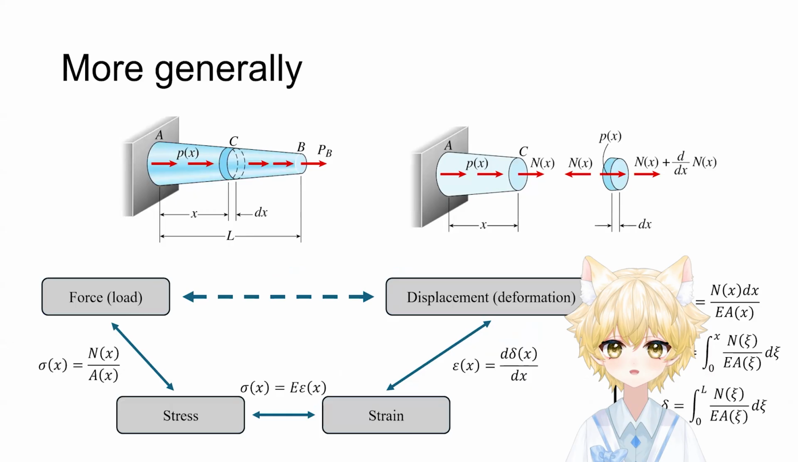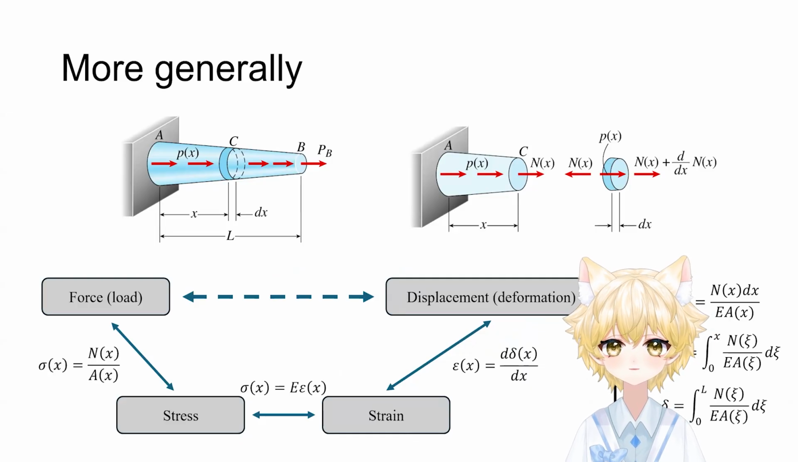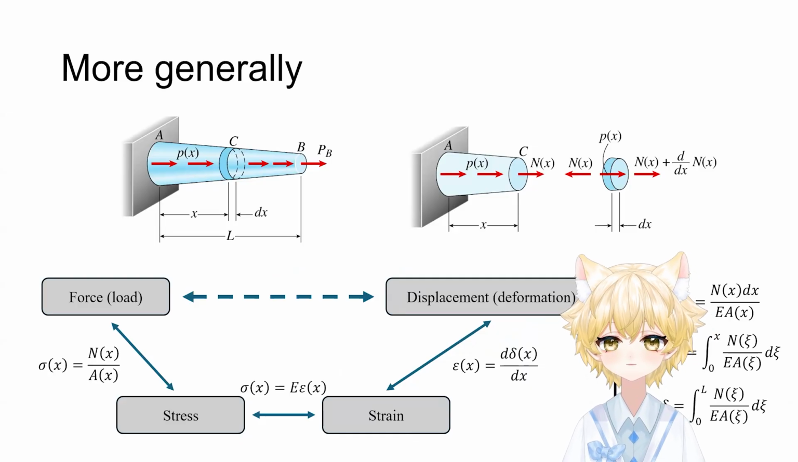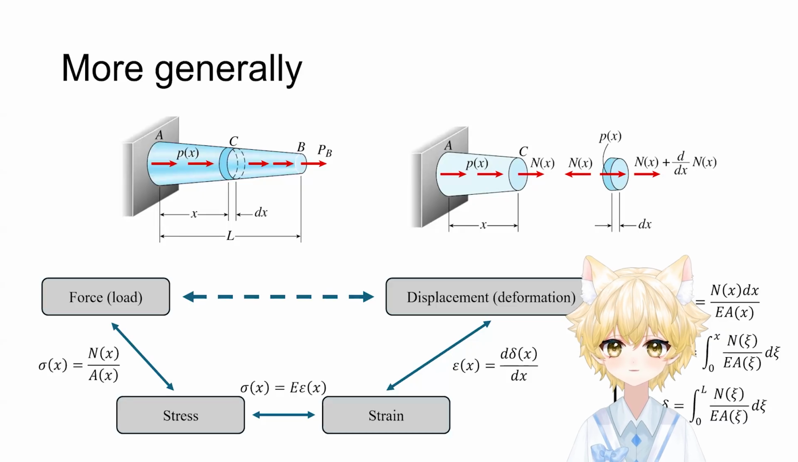Finally, we arrive at the most general form of the relationship. The formula we just derived is fantastic, but it has a major limitation. It assumes everything is constant. It assumes that the P is constant, the area A is constant, and the material E is constant. But look at the bar on the screen right now.